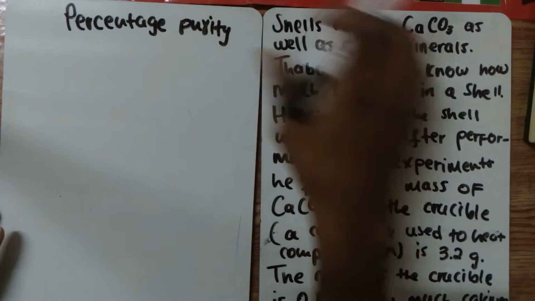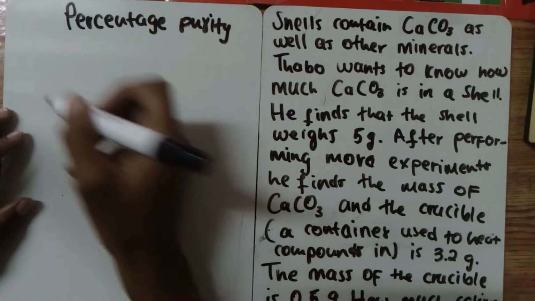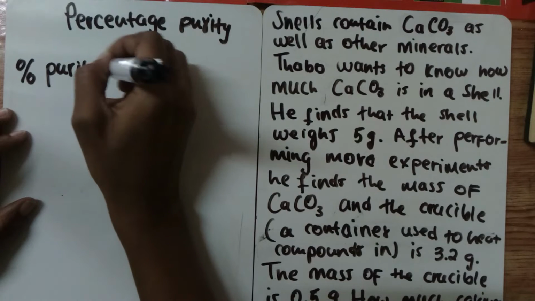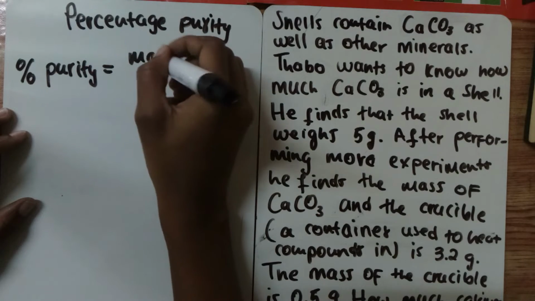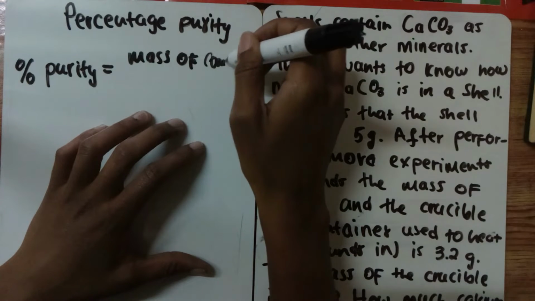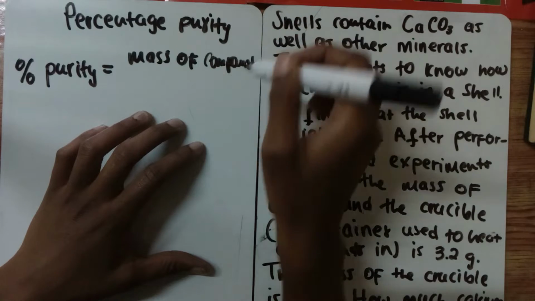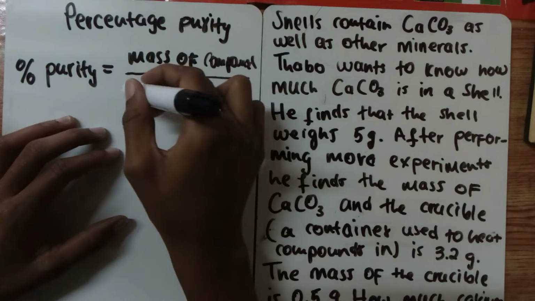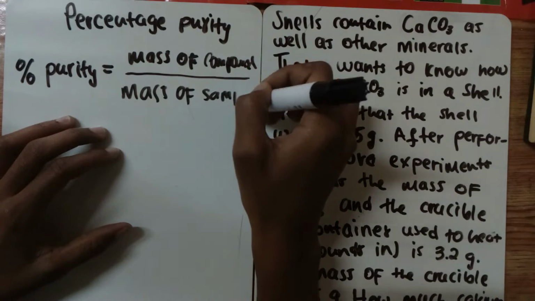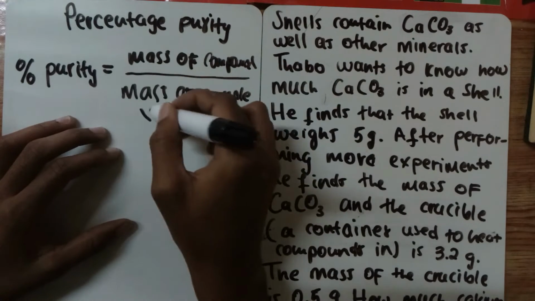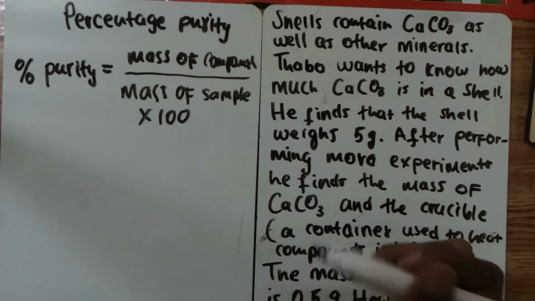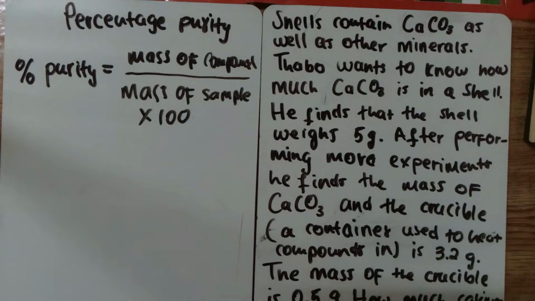We would normally say percentage purity can be calculated using the following equation: the mass of the compound or substance we are interested in, divided by the mass of the sample. And because it's a percentage, the whole thing is multiplied by 100.